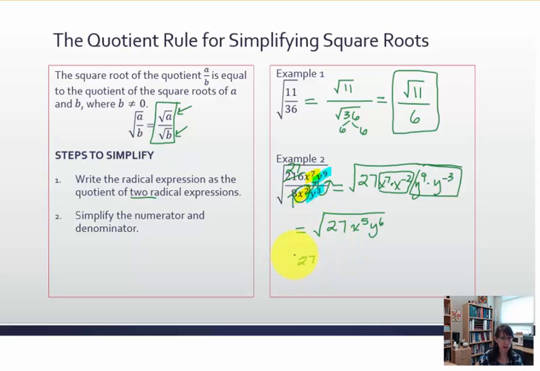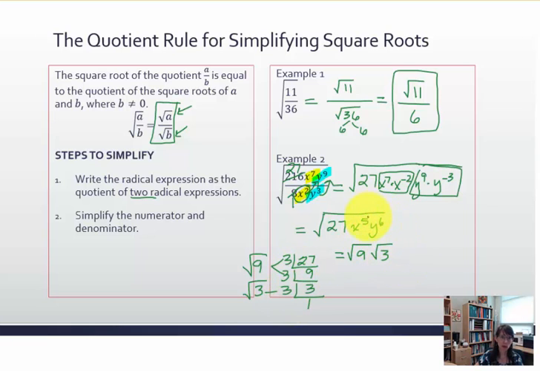27 is going to be divided by prime numbers. So I know 3 is a divisor. 27 divided by 3 leaves 9. 9 divided by 3 leaves 3. And 3 divided by 3 leaves 1. Since we're working with a square root problem, we want to find pairs of numbers. So 9 times 3. So under the radical, we're going to break apart 27 as the square root of 9 times the square root of 3.